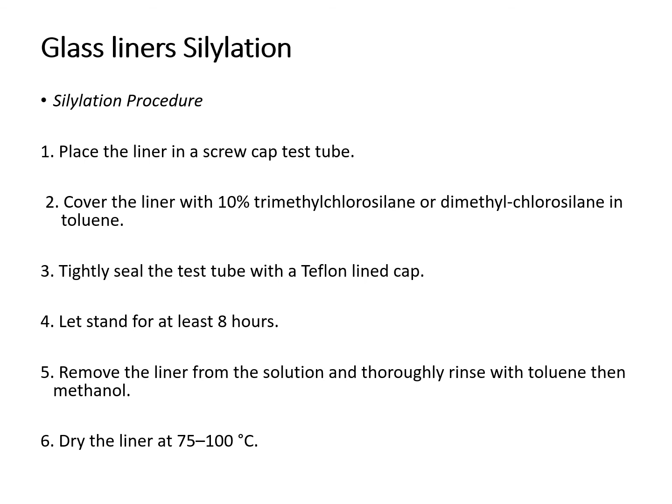Class, here is glass liner silylation. For the silylation procedure, usually we will place the liner in a screw cap test tube, cover the liner with 10% trimethylchlorosilane, and tightly seal the test tube with a Teflon lined cap. Let it stand for at least 8 hours. Then remove the liner from the solution and rinse thoroughly with toluene, then methanol. Dry the liner at 75 to 100 degrees Celsius.